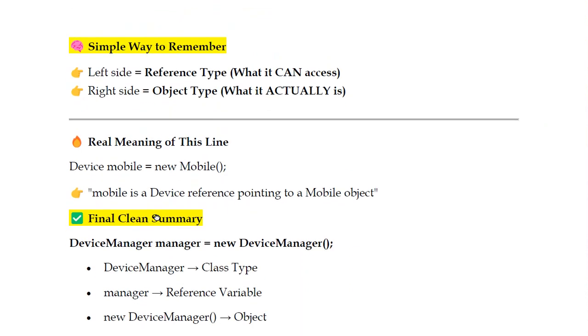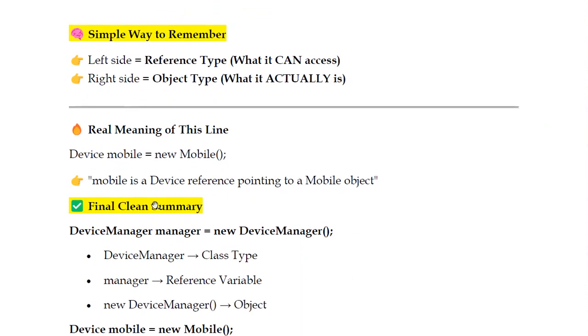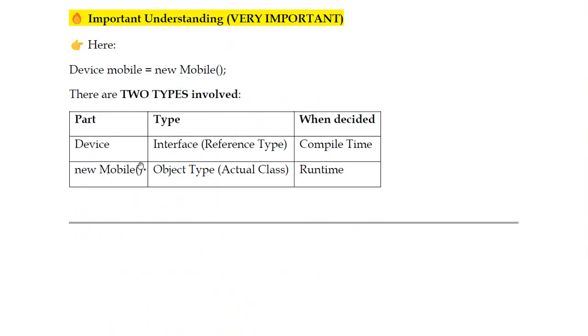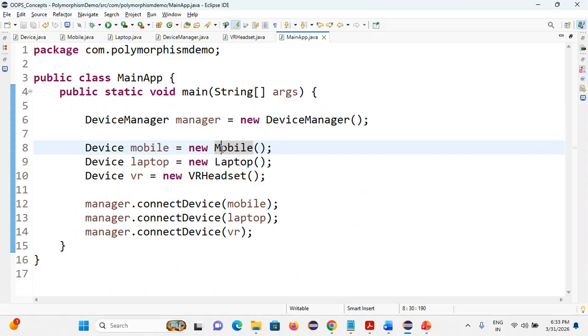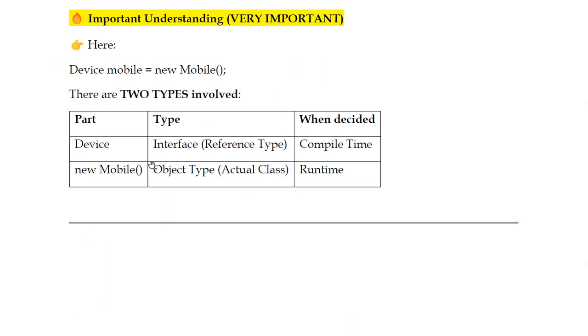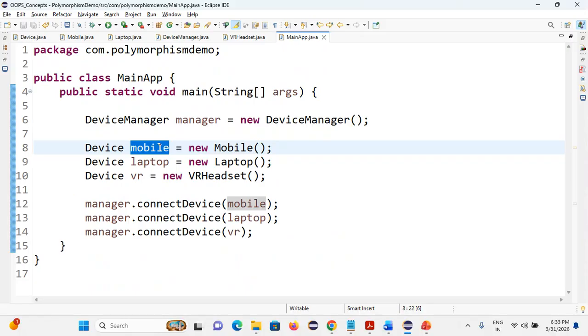So a simple way to remember: the left side is the reference type, which decides what it can access. The right side is the object type, which is what it actually is, the implementation. During compilation time, it will check whether a reference type is present or not, whether the reference variable is present. And then it checks whether the corresponding methods we are accessing are present, such as connect device.